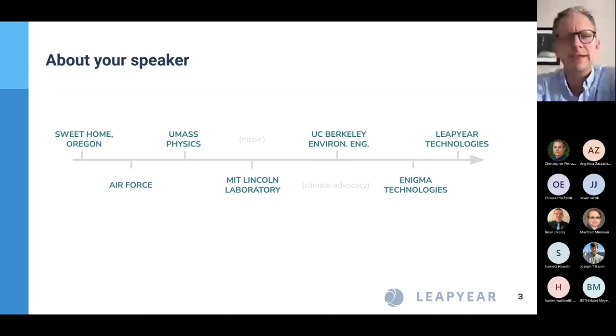Went on to work at MIT Lincoln Laboratory for a number of years while I was also concurrently involved in sort of non-professional pursuits like music. Did a PhD in environmental engineering at UC Berkeley, where I was looking at impact of climate change on natural systems, and have since then been building data science teams for various startups and applying the technology to particular problems.